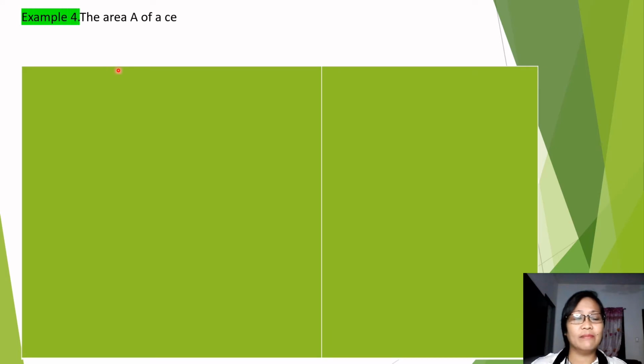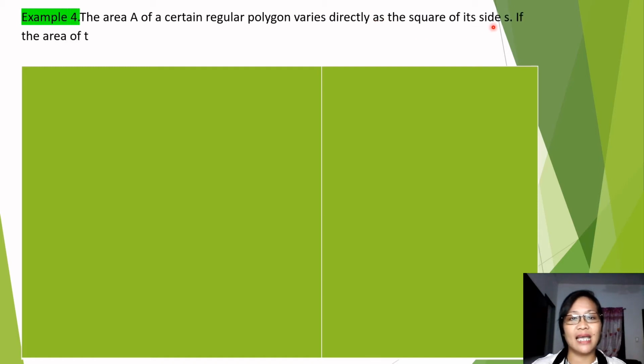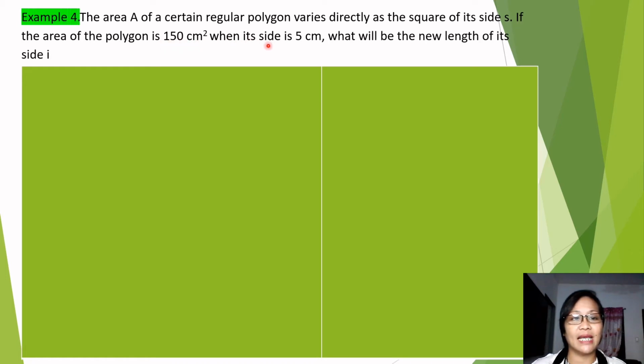Example number 4. The area A of a certain regular polygon varies directly as the square of its side. If the area of the polygon is 150 centimeters squared when its side is 5 centimeters, what will be the new length of each side if the area will be increased by 336 centimeters squared? Okay guys, remember the word increase. Next, of course, we have the representation.